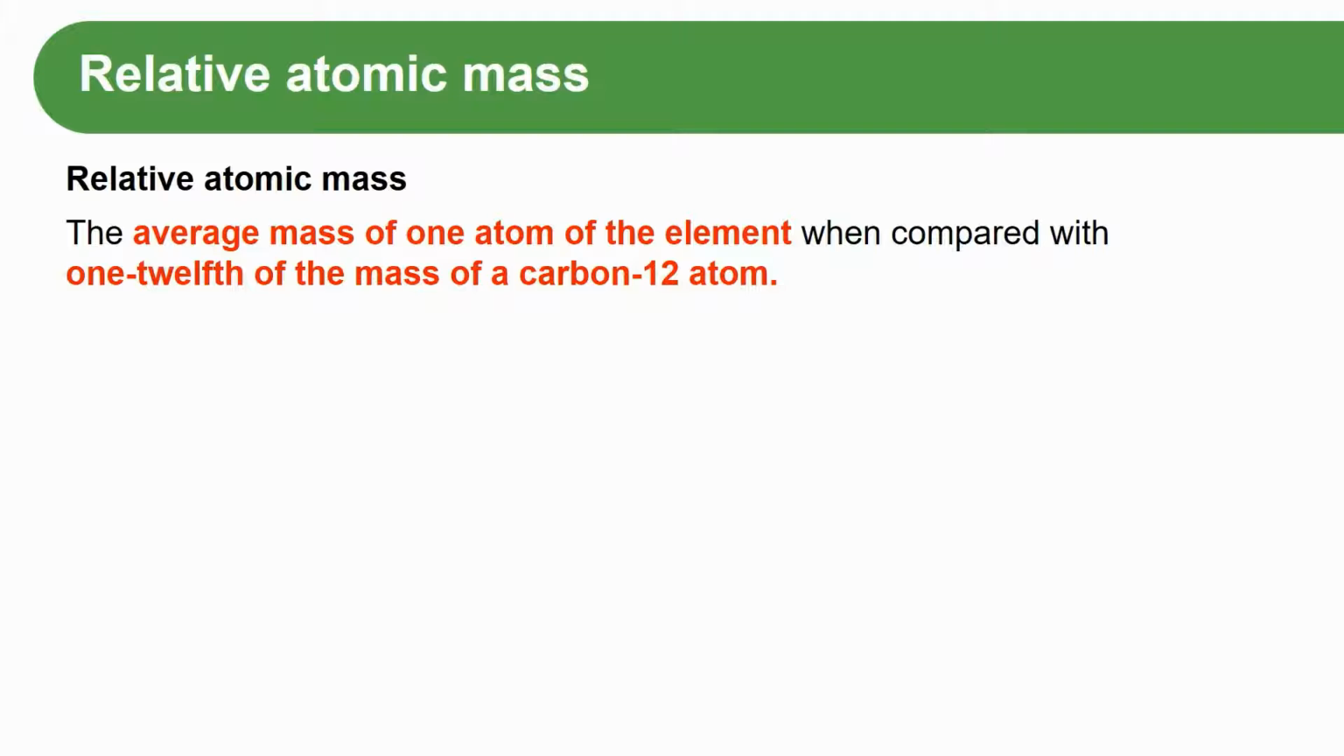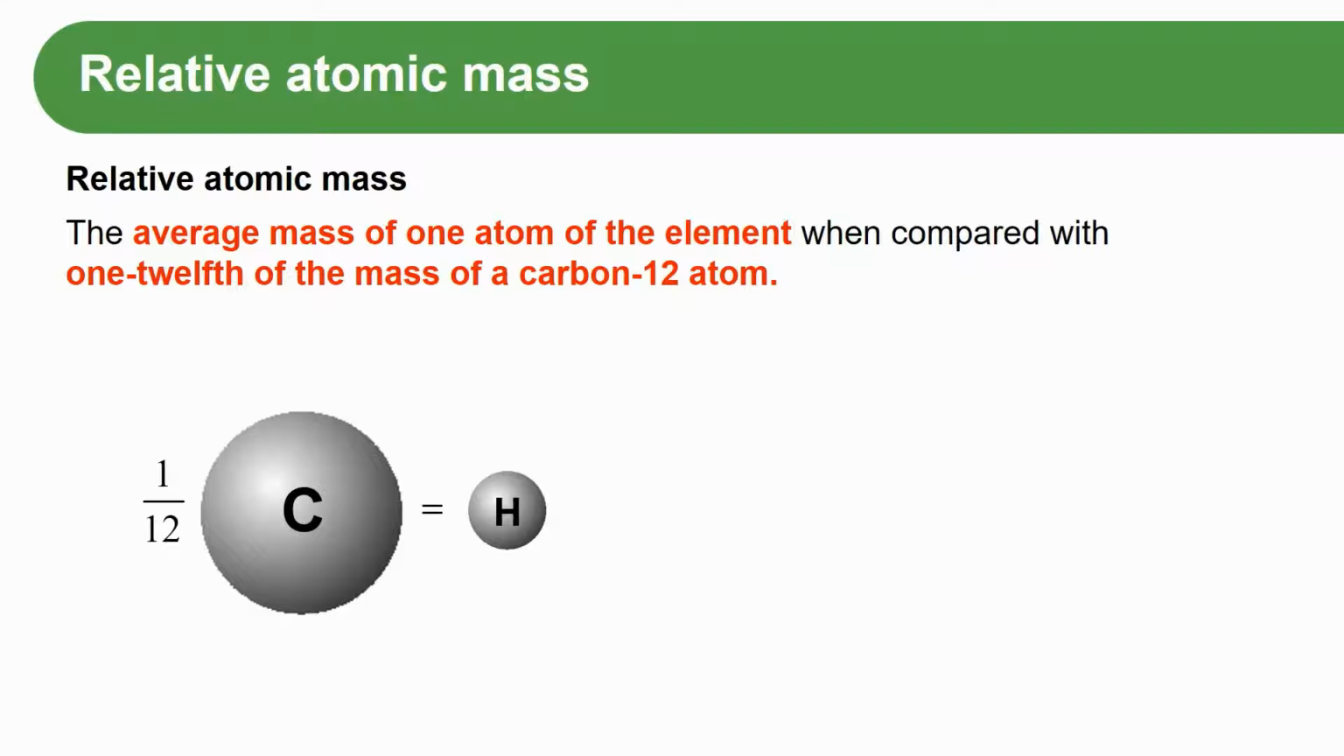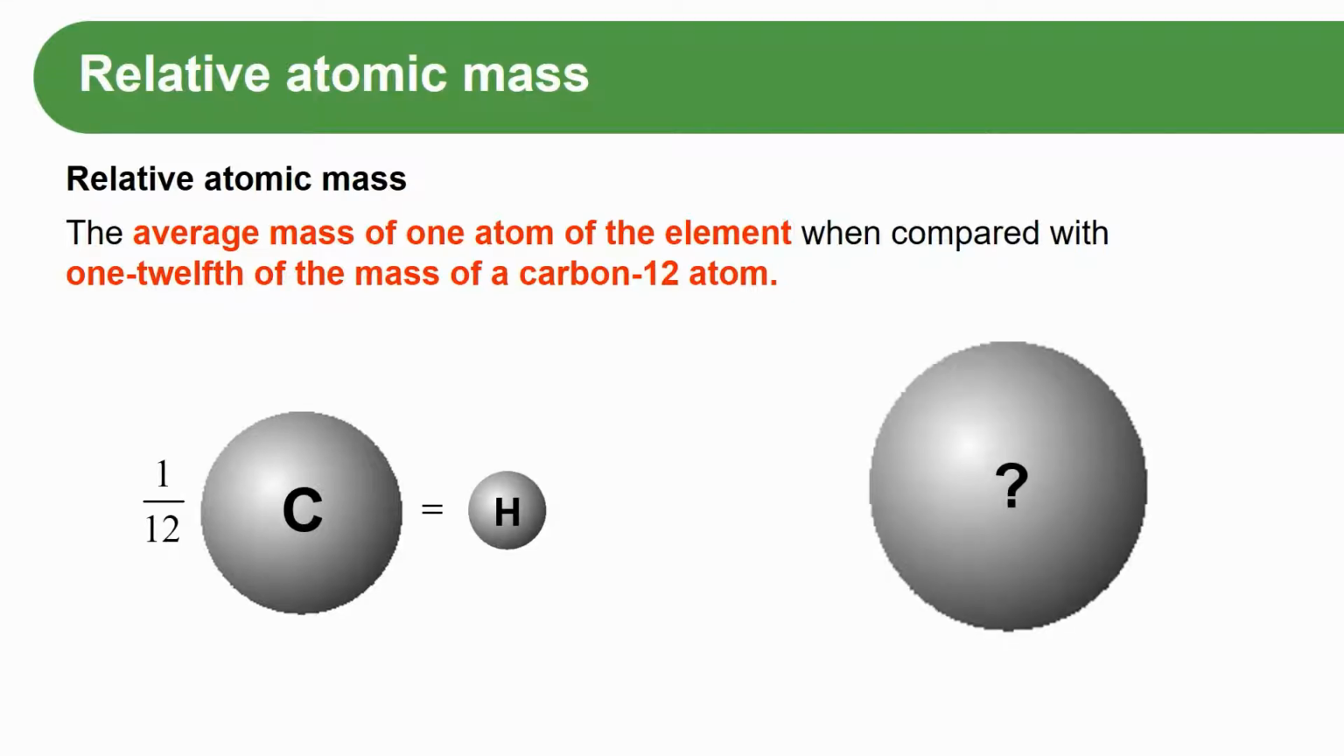This brings us to the definition of relative atomic mass. Relative atomic mass is the average mass of one atom of the element when compared with 1/12 of the mass of a carbon-12 atom. To put it plainly, as we have established just now, the mass of one hydrogen atom is the same as 1/12 of a carbon-12 atom. And we are interested to know how many times heavier an atom is as compared to just one hydrogen, or 1/12 of a carbon-12 atom.